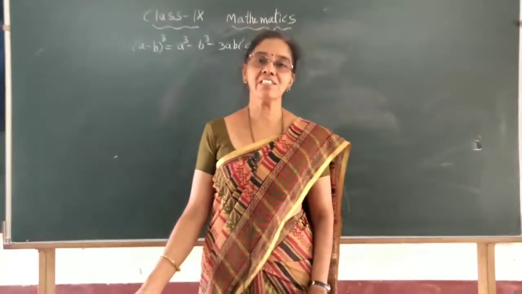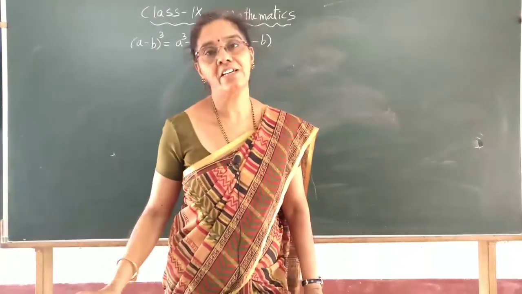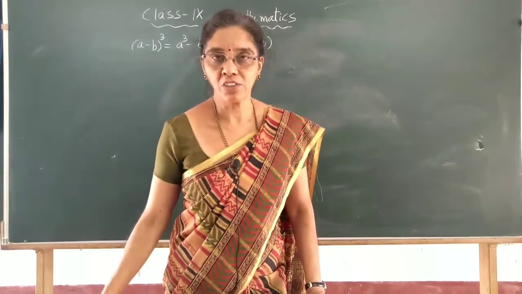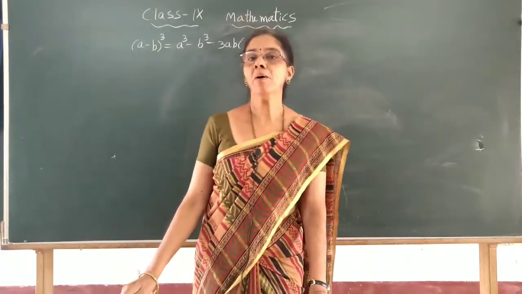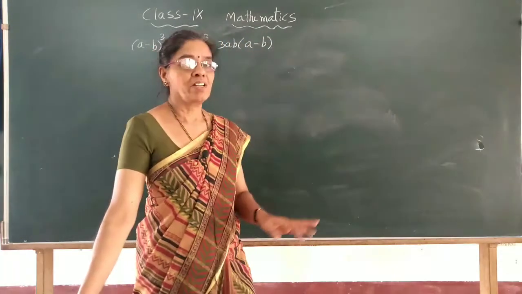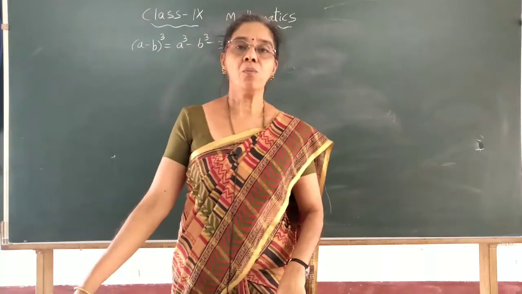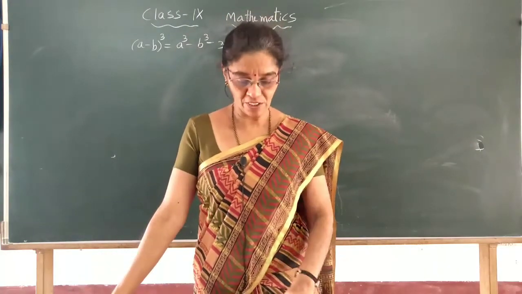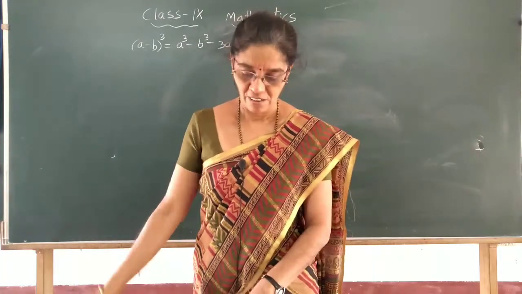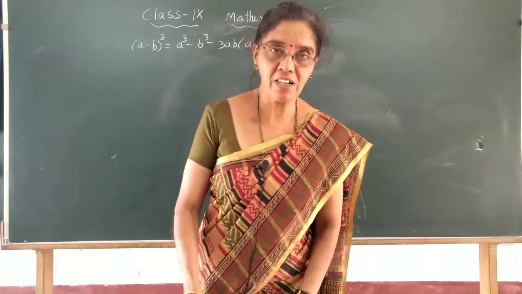Dear students, yesterday we studied the identity (a minus b) whole cube, which is nothing but a cube minus b cube minus 3ab into (a minus b). And I have given some homework problems, exercise 4.5, the sixth one. Did you try, children? I said if it is difficult, I will do one problem.